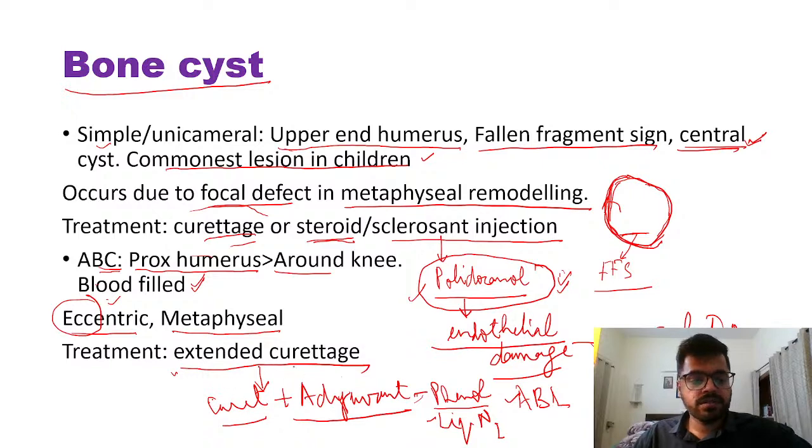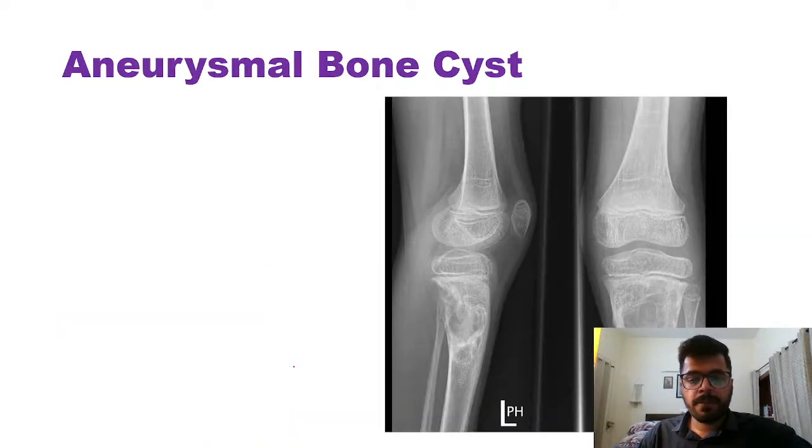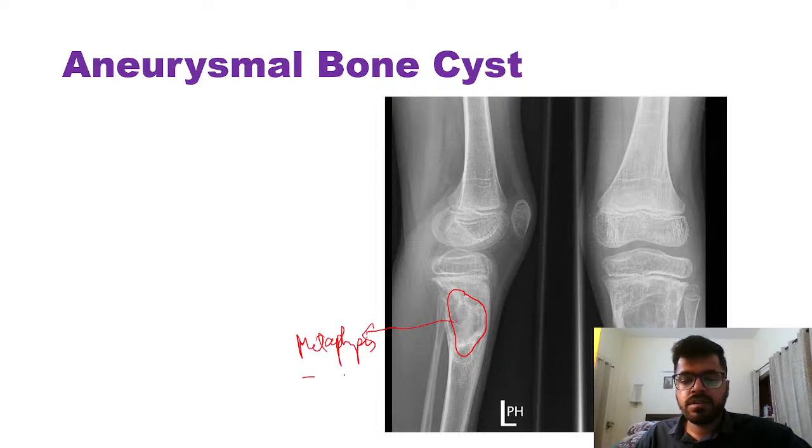So here we can see a multiloculated cystic cavity in the metaphysis. This is usually eccentric in location. We're not able to appreciate it here. It's almost in the center. So this is an image of aneurysmal bone cyst.